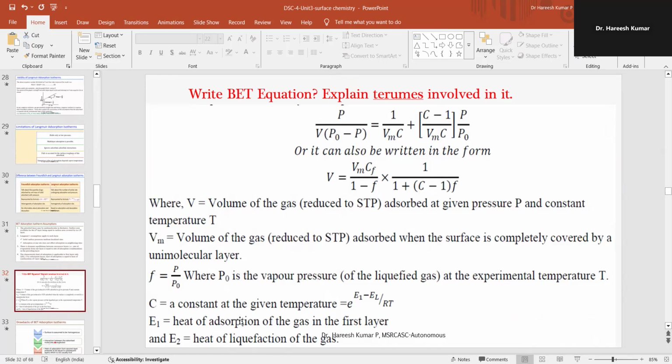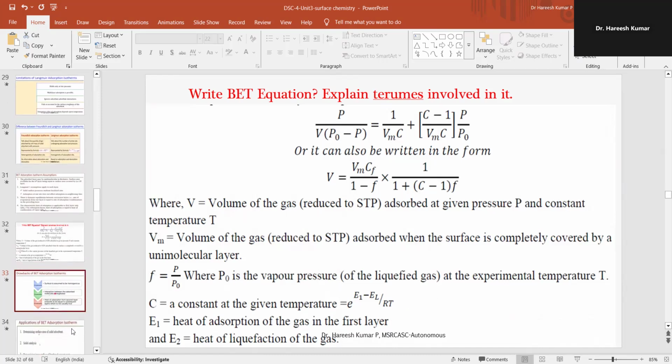C is a constant at a given temperature, that is, exponential e to the power of (E1 minus EL) upon RT. E1 is the heat of adsorption of a gas in the first layer. E2 is the heat of liquefaction of a gas.